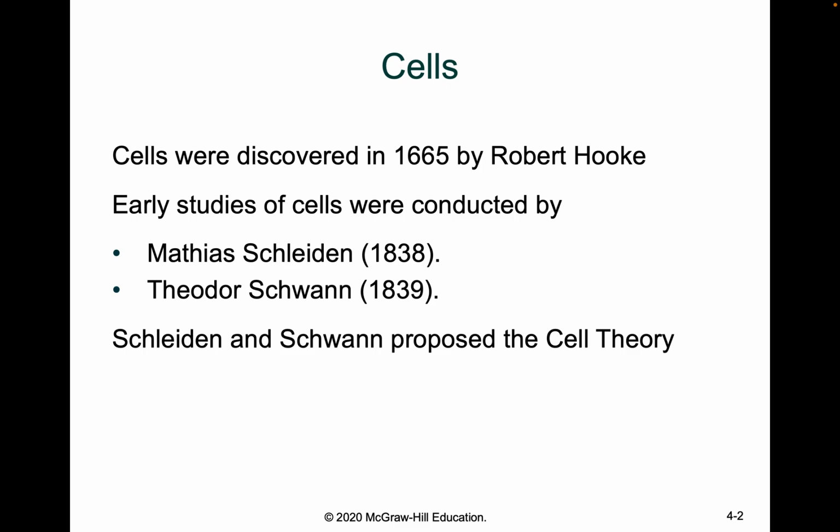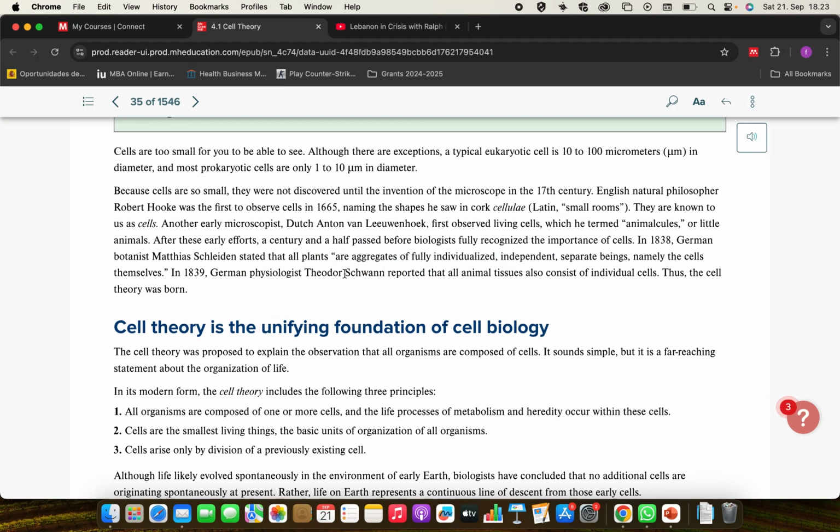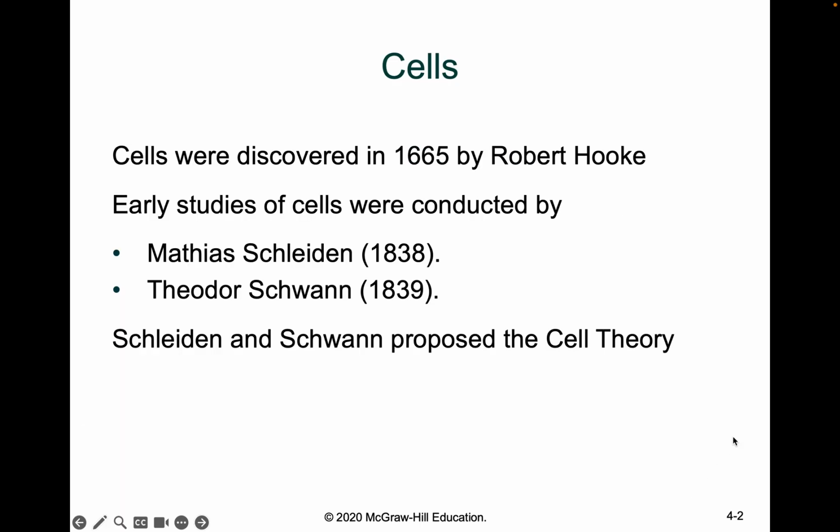Specifically, Matthias Schleiden started to look much more at plants. And he started to realize that these plants are just organisms that are composed of multiple cells put together. So, in his words, plants are aggregates of fully individualized, independent, separate beings, namely the cells themselves. Meaning that plants are just a bunch of cells stuck together.